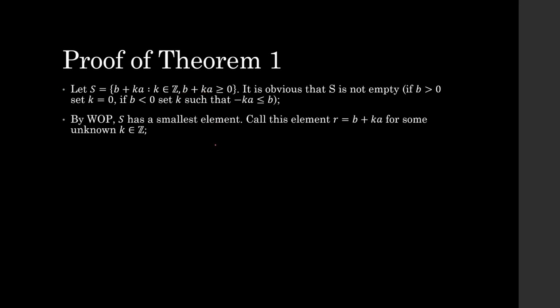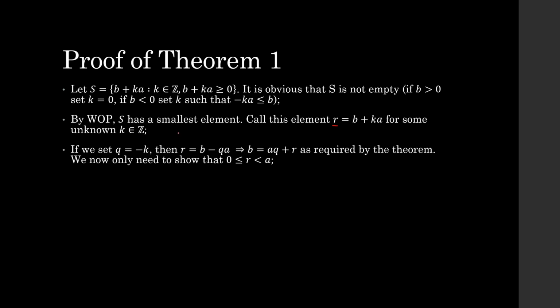So, by the well-ordering principle, S needs to have a smallest element because it's a subset of the natural numbers and it's not empty. So we call this element r, and r is going to be equal to b plus ka by the definition of the set, for some unknown k that belongs to the integers. Now if we set q equal to minus k, and again we don't really know what k is, then r is going to be equal to b minus qa. And so that implies, by just rearranging the equation, that b is equal to aq plus r, or qa plus r if you prefer how I wrote it here.